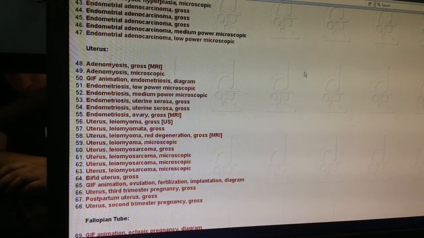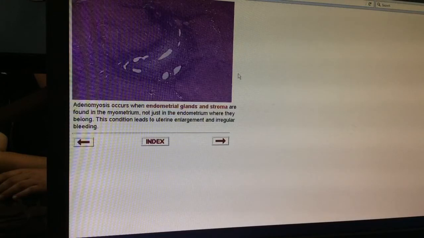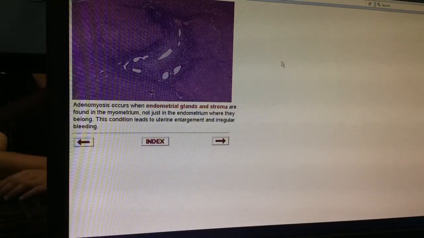Now we will discuss the myometrial structures or myometrial diseases of the uterus. The first is adenomyosis. What do we mean by adenomyosis? Adeno means a gland, myo means smooth muscle, and there is a proliferation of glands inside the muscles.